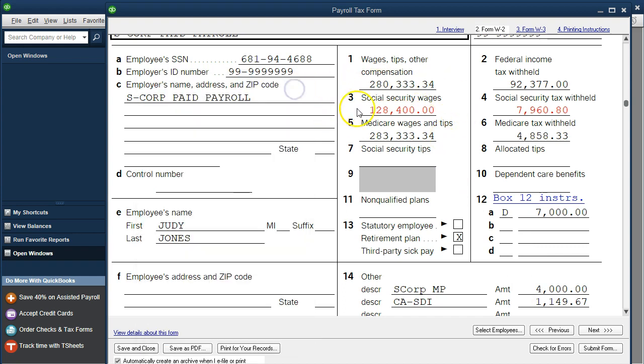The Social Security wages will, of course, be at the cap. So they hit the cap, and therefore it stops at the 128,400 because that's the cap. It will never go above that.